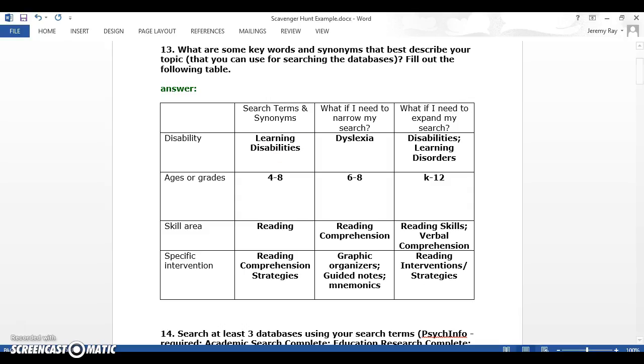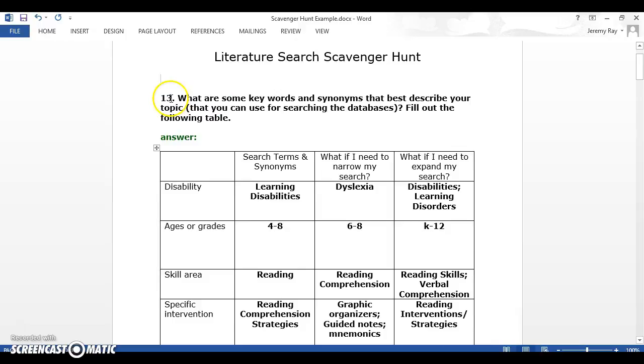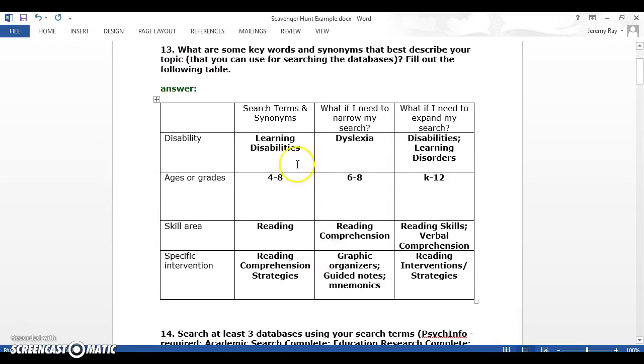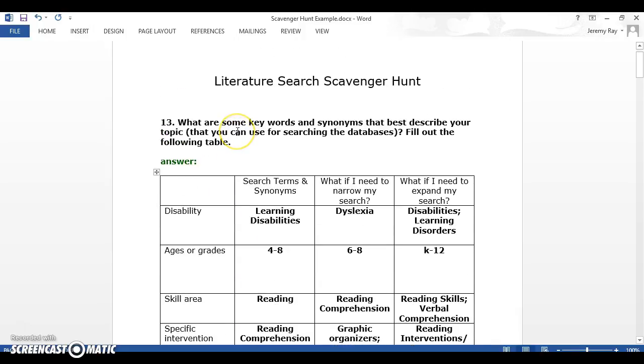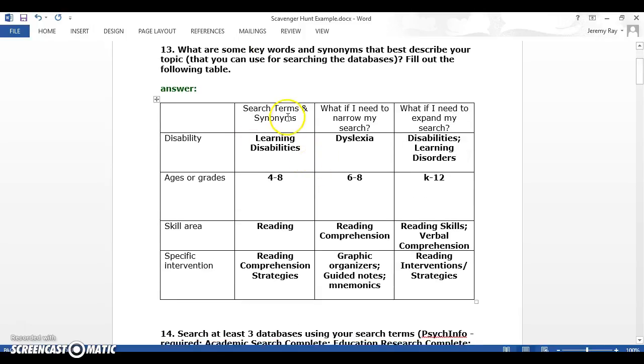The other concern people have had is this chart for number 13, narrowing and expanding your search. So your first column in this chart, and I will also connect this to an announcement that goes out to the whole class. I've cut out the first part of the library scavenger hunt, and I've moved to question 13. And the first column is just what you would do your general search on, like what comes to your head to do a search on. This person's doing learning disabilities, grades 4 through 8 on reading and specifically reading comprehension strategies.